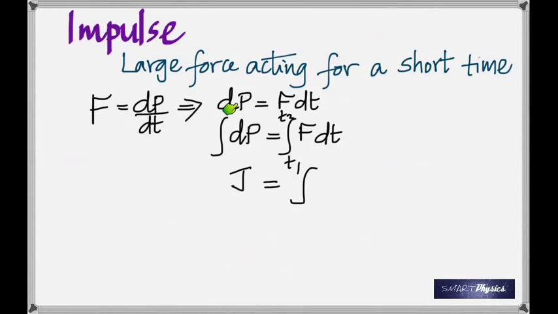So now you see that the change in momentum, isn't that what it is? Change in momentum is called impulse, represented by the letter J. So when you see J, that means it's impulse. And it is the integral of F dt, T1 to T2. That's the formula.